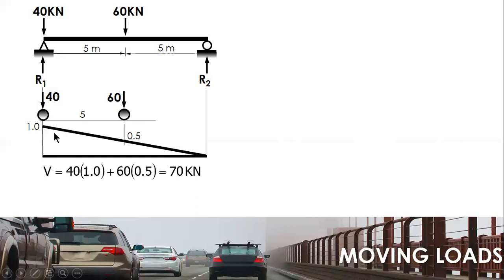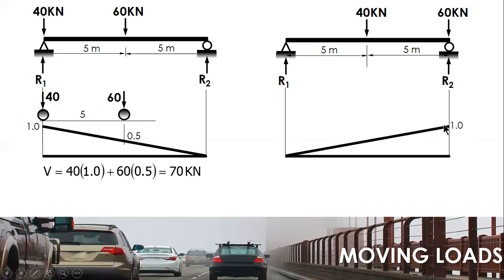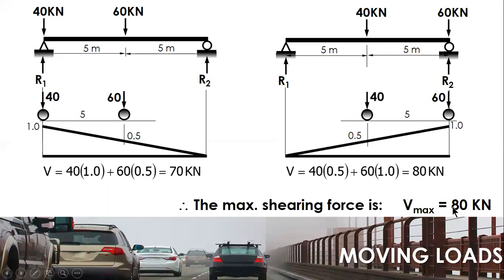The shear is 40 times 1 plus 60 times 0.5, which is 70. The second setup is 60. For this reaction we also take the influence line. Push it upward, and by Müller-Breslau the displacement curve is 1, then the loads, 0.5, by ratio and proportion. The shear is 80, so the maximum is 80.